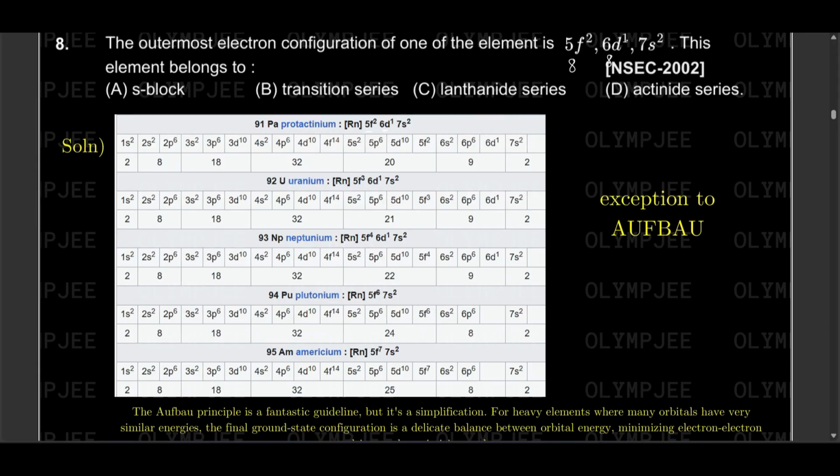This 5f2 6d1 7s2 is not a d block element or transition series. The 5f elements belong to the actinide series. So this would be more clear when you read F block chapters from NCERT.